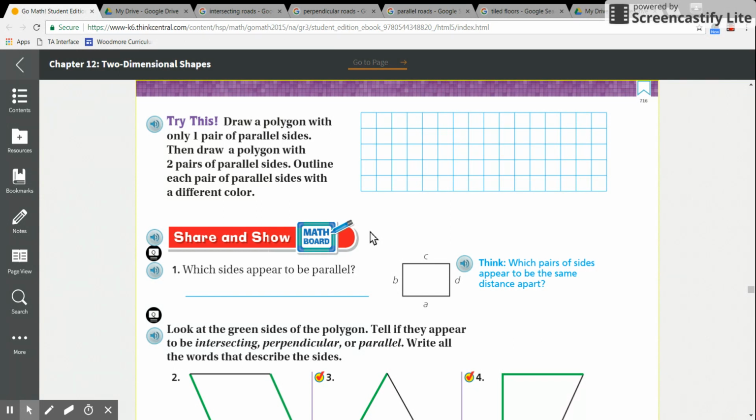What I want you to do right now is pause the video. Go on page 716 at the very top of this grid paper right here, and try that. You may not quite understand it, but go ahead and look through the clues. I'm going to draw a polygon with only one pair of parallel sides. I would start by drawing a pair of parallel sides and then connect them to make a polygon. Then you want to make one with 2. Think back about all the polygons we've learned. You probably know some that have 2 pairs of parallel sides. So go ahead and pause it, and when you're done, press play, and I'll show you what I came up with.